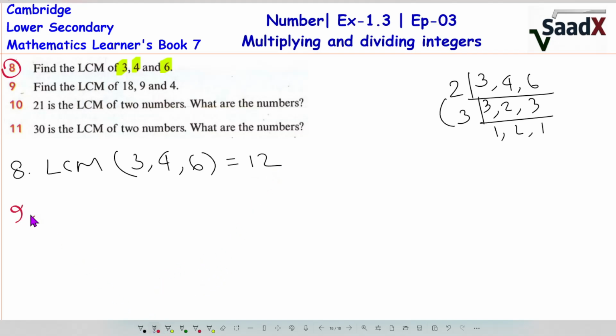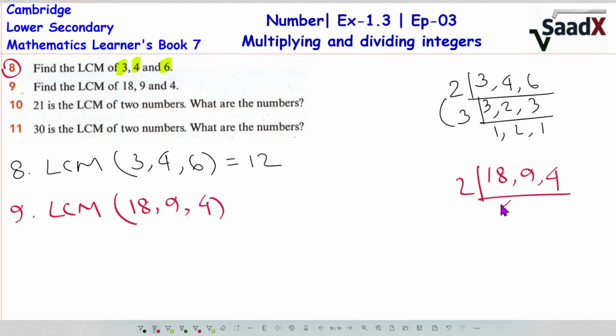Number 9, find the LCM of 18, 9 and 4. So first 18, 9, 4 we can divide by 2. So here is 9, 9 is 9, 4 divided by 2 is 2. So again we can divide by 9. So here is 1, 1 and here is 2. So 9 times 2 is 18, 18 times 2 is 36. So the LCM of 18, 9, 4 is 36.